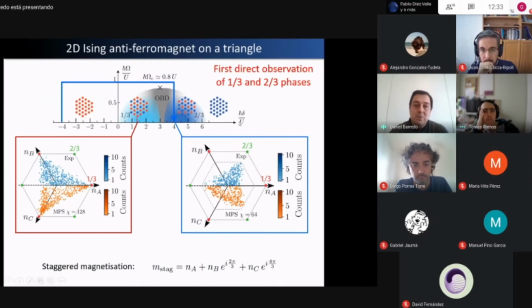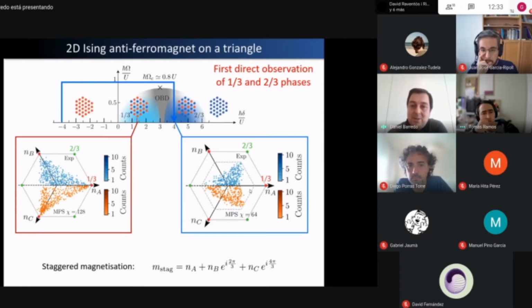And of course, then you can do the same thing, but in this case you can try to enter the 2/3 region. And what you see is different from the 1/3 case. You see that now you have a triangle in the staggered magnetization that points in the other direction, corresponding to 2/3 filling. And also you see that the agreement with the theory is quite good.